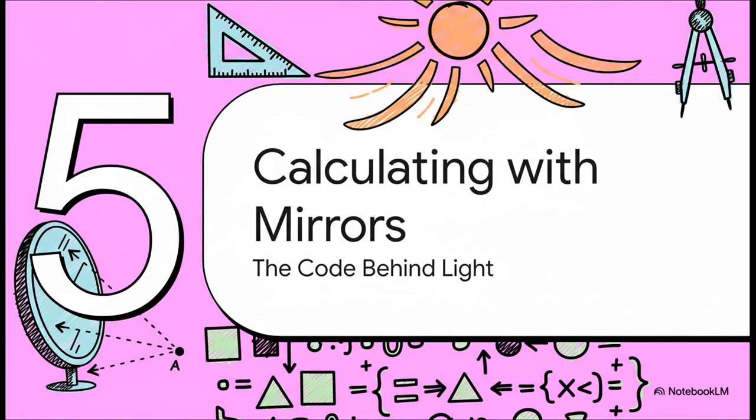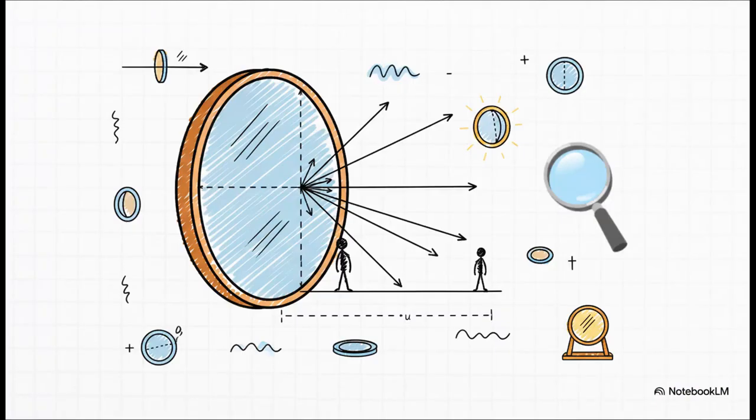Drawing diagrams is fantastic for getting the concept, but what if we need to know the exact location and size? For that, we turn to the math. There's a surprisingly simple code behind all this geometry. While drawing rays is great, for real precision, we have this beautiful piece of math, the mirror formula. It's an elegant equation that perfectly connects the three most important things: the mirror's focal length, f, the distance of the object from the mirror, u, and the distance of the image, v. With this, we can calculate everything without drawing a single line.